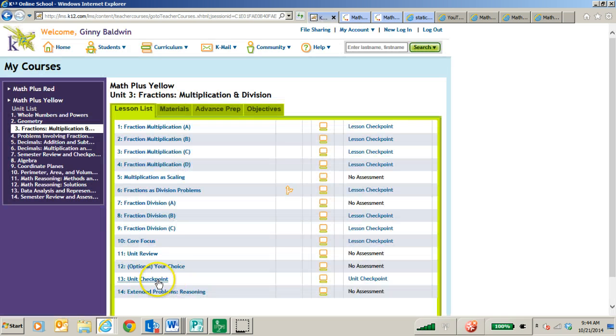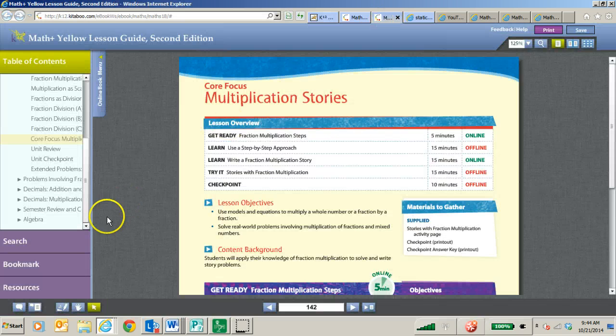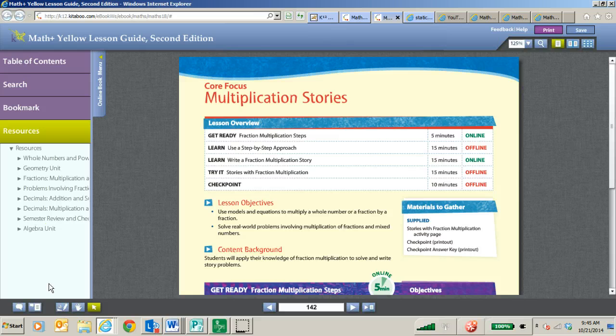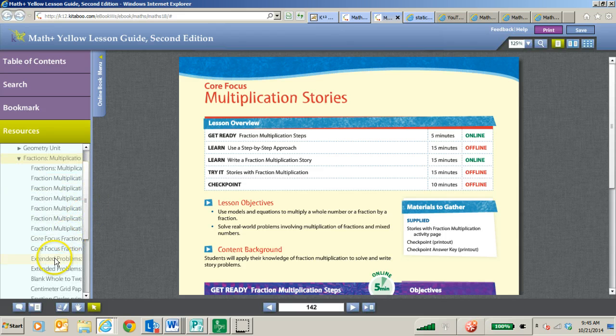There will not be a unit checkpoint for this, but you can work through with your child on the extended problem solving. Remember, to find that extended problem solving activity, simply go to resources, and then under resources, open up the fraction multiplication unit, and then there you will see the extended problem solving reasoning and extended problem solving answer key. You can also see those core focus checkpoints that I was just talking about, along with other answer keys and resources that can be very beneficial.